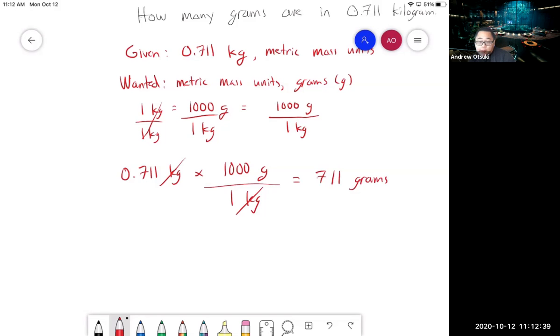So we do a little mental check here. We started with 0.711 kilograms, a smaller amount of the larger unit, so we should get a number that is larger in the smaller unit. Grams in the metric system is smaller than kilograms, so we should get a number that's much larger than what we started with, and we do in fact get that. So 711 grams. You can always do a mental check to see if your answer is right.